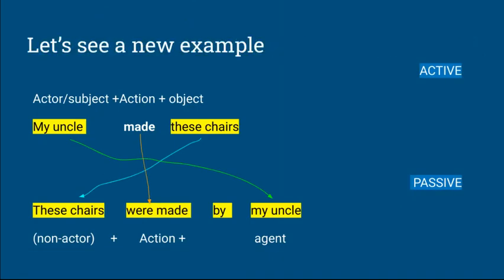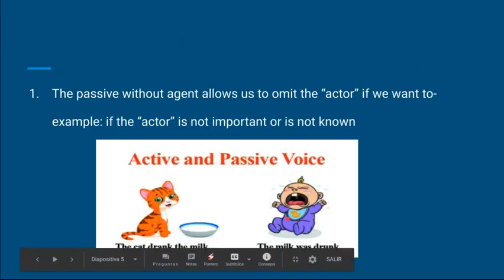Let's see a new example. My uncle made these chairs is the active voice, sorry. My uncle is the actor, the subject. Made is the action and these chairs is the object. Let's have a look. These chairs comes here to the first place. These chairs were made is the action. By my uncle is the agent.